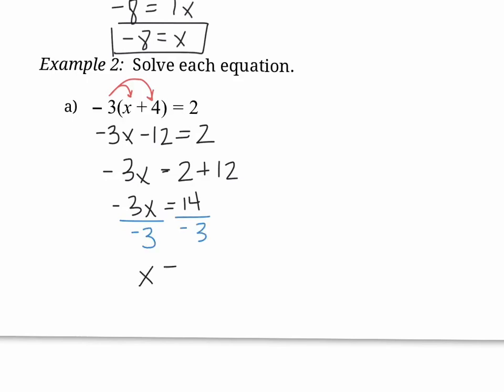The final answer is going to be a repeating decimal, 4.66666. So don't change it. Just leave it as the fraction because that's the most exact answer. Don't leave a negative at the bottom of the fraction. Just pop it up to the top. So it's going to be negative 14 over 3. And we're done.